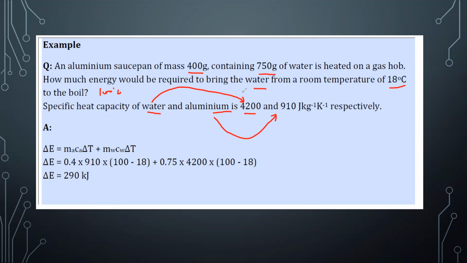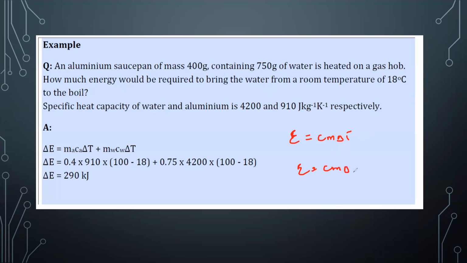So basically what happens when we supply the heat energy is that, because the water is inside the aluminum pan, the aluminum pan temperature will increase as well as the water temperature. So we can work out the total energy absorbed by the aluminum. We have E equals Cm delta T. And again for water, this will also be E equals Cm delta T. Then we add the energy absorbed by the water and the energy absorbed by the aluminum to change the temperature from 18 degrees centigrade to 100.